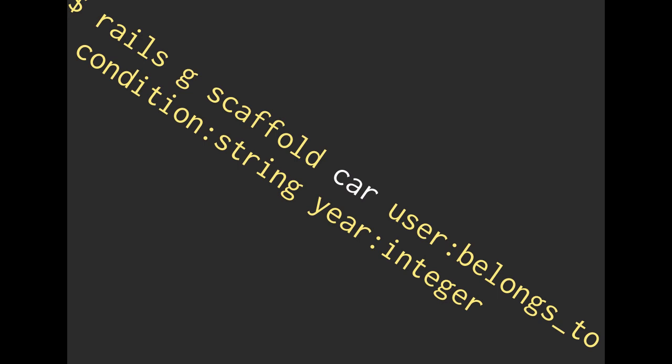So we're going to run rails generate scaffold. We're going to pass in the model of car, and we're going to tell it that it belongs to a user, so user:belongs_to. We're going to give it a condition, so that's going to be the condition of the car. We can specify string; again, that's optional. And then we're going to pass in year as an integer, and that's the year that the car was created. So let's go ahead and run that right now.